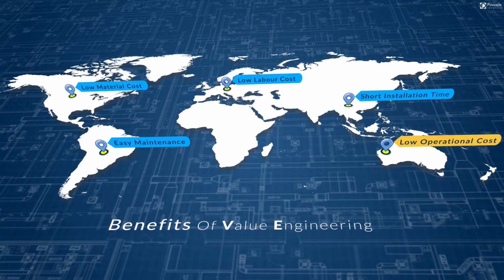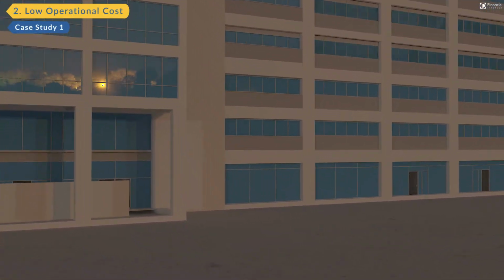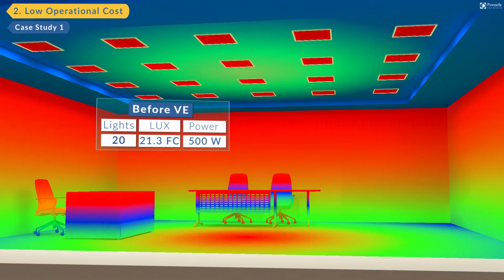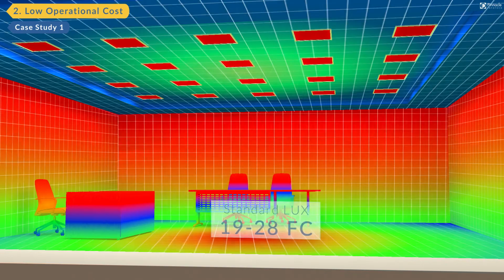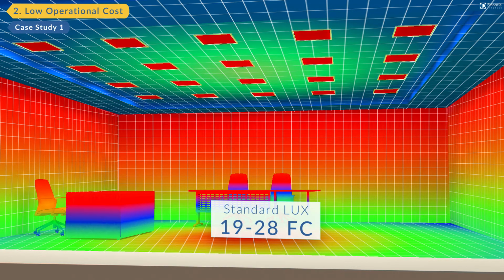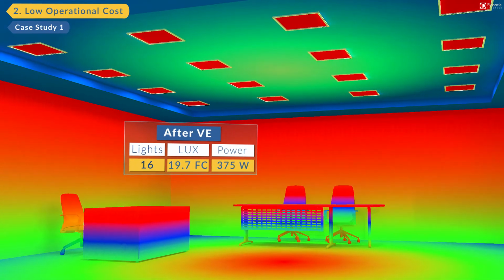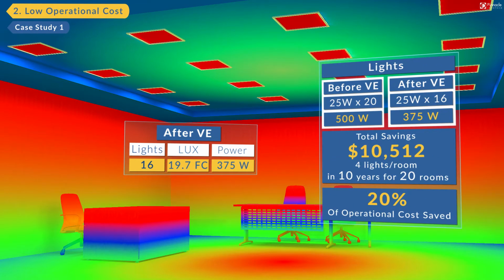Low operational costs. As per the IFC, the room had 20 lights and an average lux of 21.3 foot candle. The average power consumption was 500 watts. The standard lux range for this room is 19 to 28 foot candle. After VE, we reduced the number of lights to 16, with the average lux being 19.7 foot candle, which is within the standard range. Hence, the power consumption reduced to 375 watts. Therefore, we saved approximately $10,512 over a period of 10 years, typically for 20 rooms, which is a 20% reduction in operational costs.